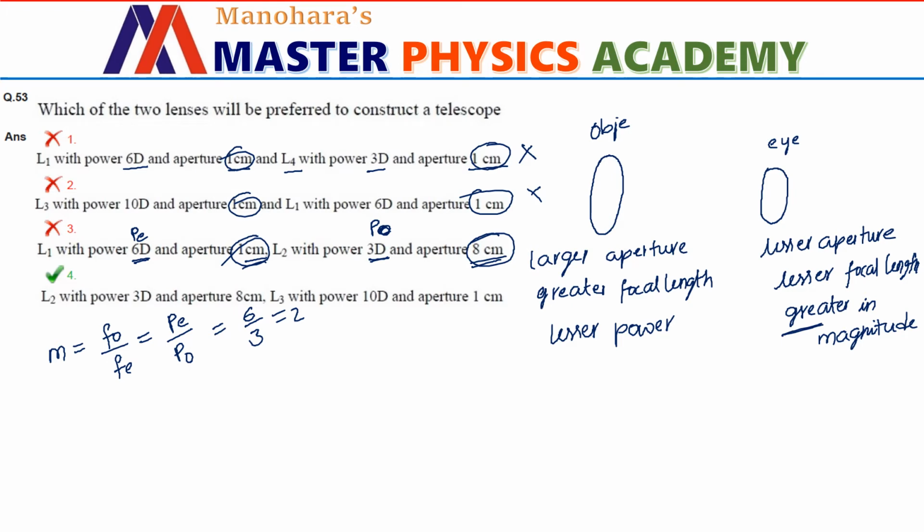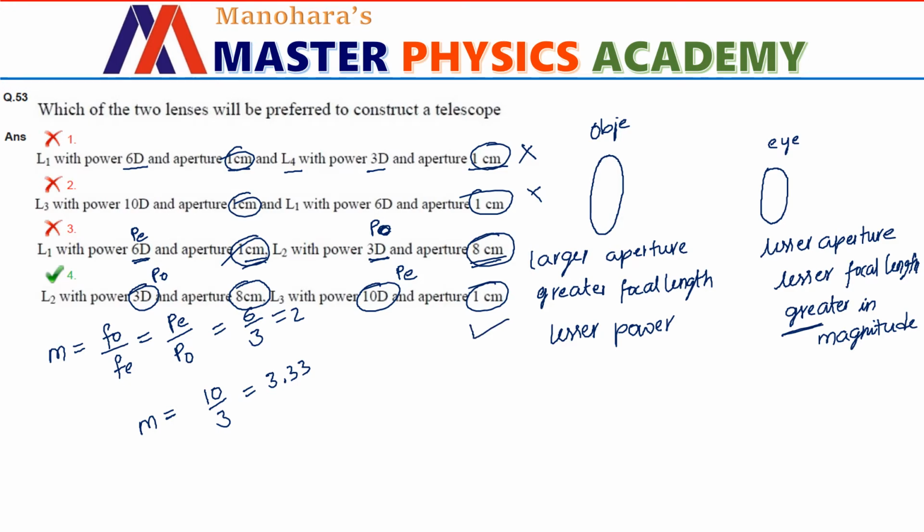In option 4 we have a smaller power. Smaller power means this is going to be the objective, and greater power means this is going to be the eyepiece. If you consider magnification in this case, it is going to be 10 divided by 3, which is 3.33. So it is greater than the previous case, and also we have the objective aperture greater in magnitude compared to the eyepiece. So the best choice is option 4.